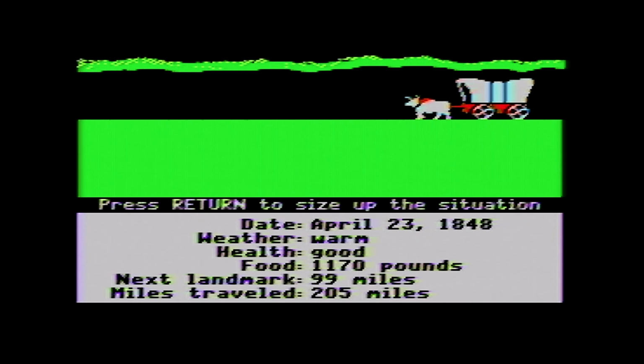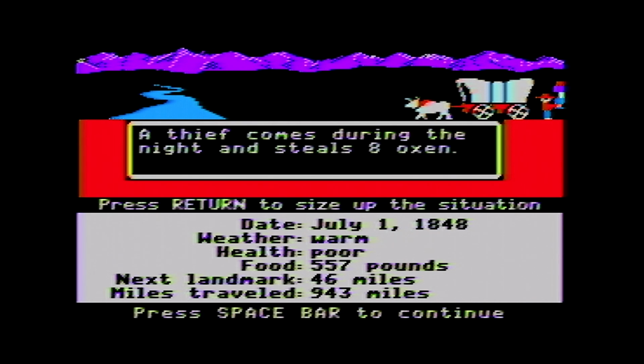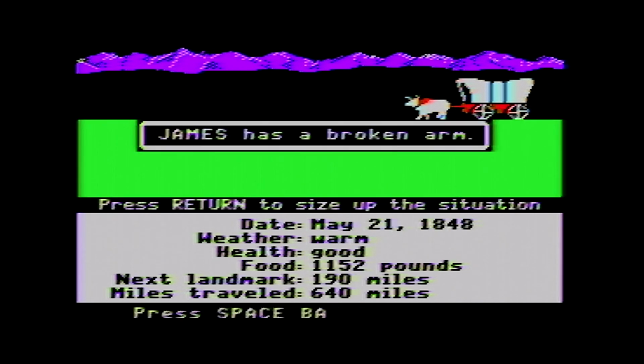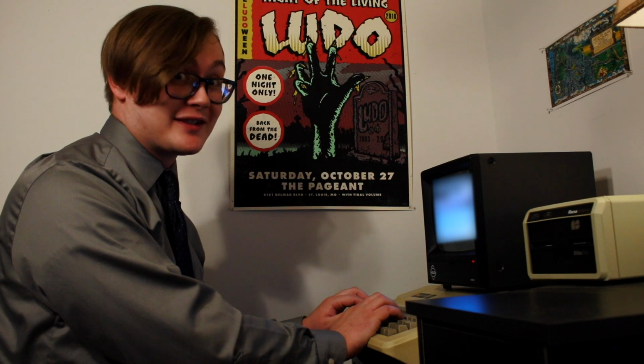Speaking of random events, there's a lot that are thrown at you that hinder your progress. Oxen can get lost or injured, thieves can come in the middle of the night to steal your supplies, and your party can even suffer broken limbs or diseases such as cholera and dysentery. And if you don't know what dysentery is, well, you're gonna crap your pants to death whenever I tell you.